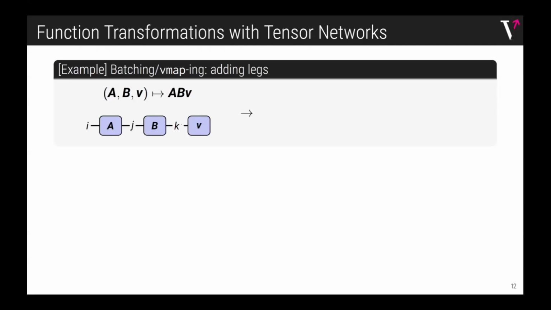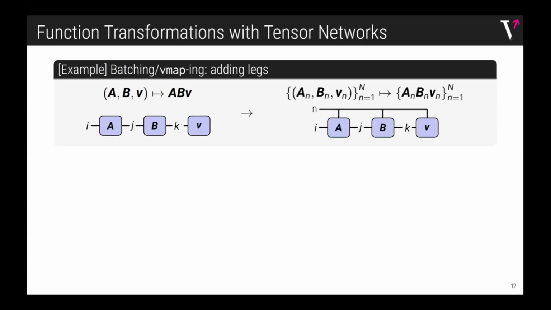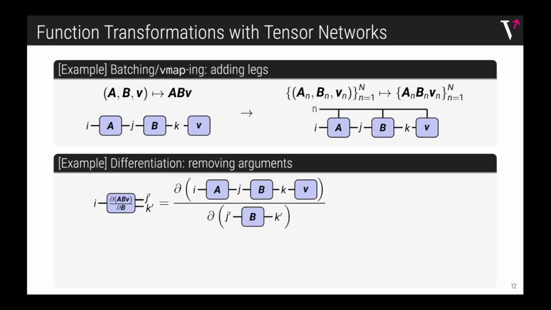Now, from an analytical perspective, it is also very nice because we can draw these diagrams and manipulate them to do things like function transformations. So for example, if we want to vmap our operation, introducing a batch axis, so to say, all we have to do is add an additional axis for each of the tensors, which is the batch axis, and then we connect them and let the legs stick out to indicate that we want to do everything on a per datum basis.